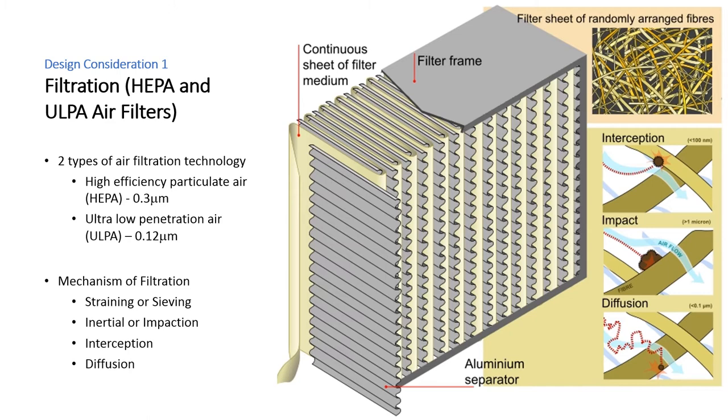Interception. Particles small enough follow the airstream's line around the filter, but are intercepted by the fiber due to the dimensions of the fiber and the particle. And diffusion. Particles are small enough and have sufficiently low mass so that air molecules, which are continually in motion and are bombarding the particle, cause the particle to acquire a vibration mode. Because of this vibration mode, the particles have a good chance of coming in contact with the fibers. The smaller the particle, the stronger this effect is.